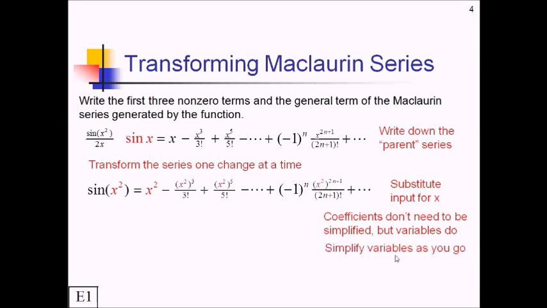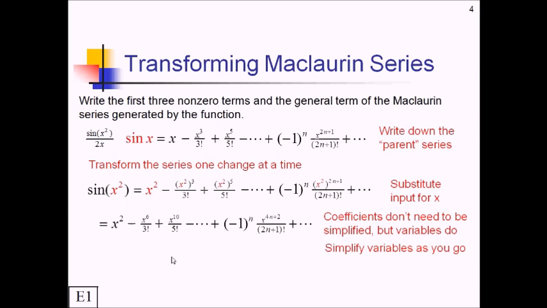So I recommend you simplify variables as you go. Because you're going to have them simplified at the end anyway, it just makes the whole process easier if you do this as you go. So this is going to be x squared. This will be x to the 6th over 3 factorial, and that's negative, plus x to the 10th over 5 factorial. And over here, we're going to also do the general term. So we're just multiplying by an exponent of 2 here. This is negative 1 to the n, x to the 4n plus 2 over 2n plus 1 factorial. All right, so this is the simplified version of sine of x squared.